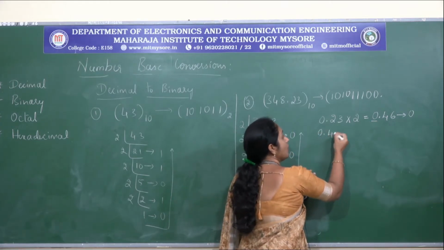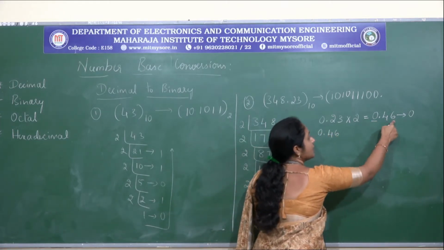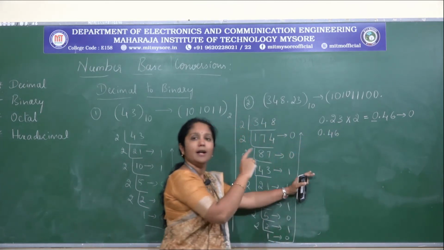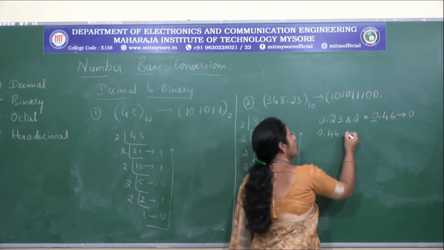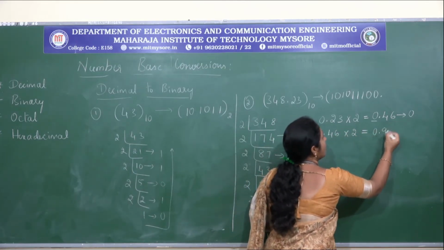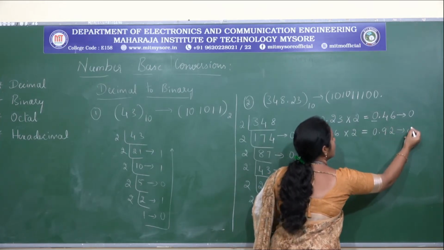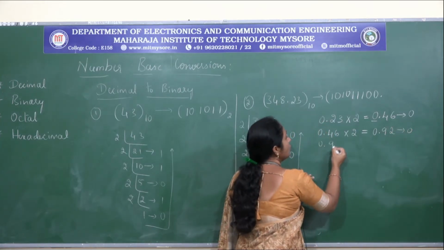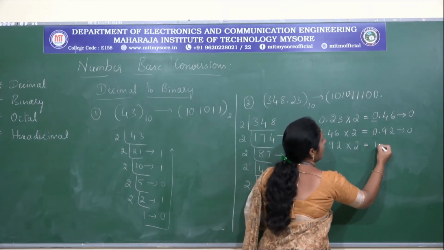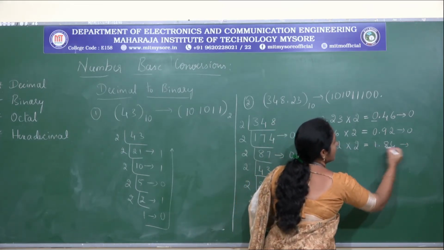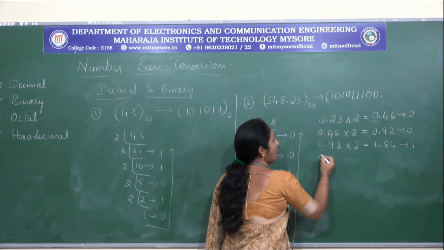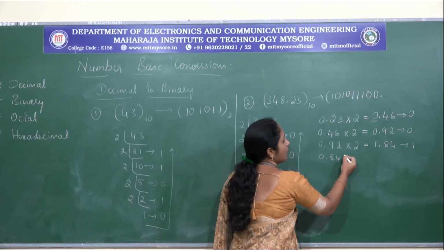So what we are supposed to do? We are supposed to pass only the digits after the decimal point. Even if it is 1, you need to make it 0 and send it to the next step. 0.46 into 2. What is the equivalent? 0.92. So here I have 0. Note it down. 0.92 into 2. What is 0.92 into 2? It is 1.84. So what is the digit before this decimal point? 1. Note it down. Pass only 0.84 to the next step.